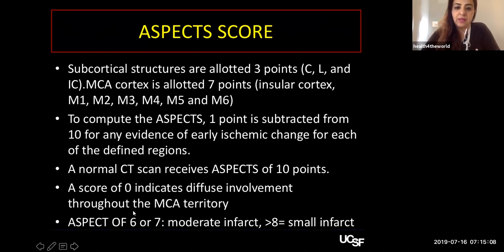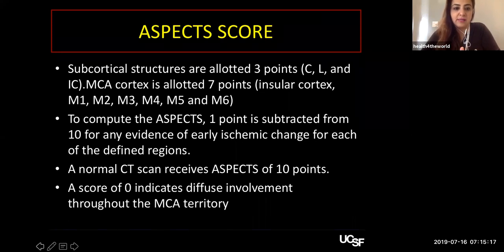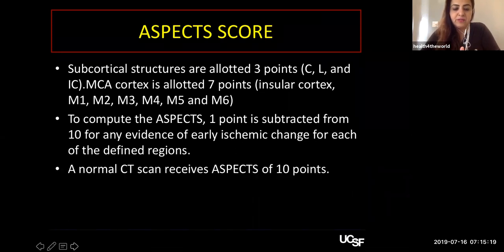So it's important to know the aspects because worldwide, this is an accepted notion, and it has been used in the trials. So let me just go to the next slide here.